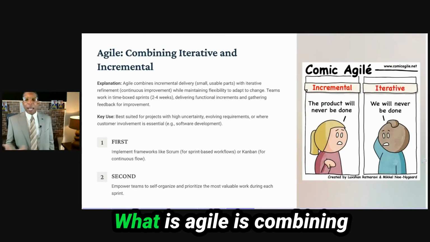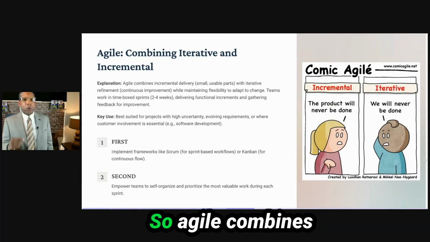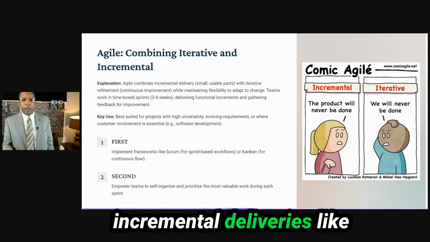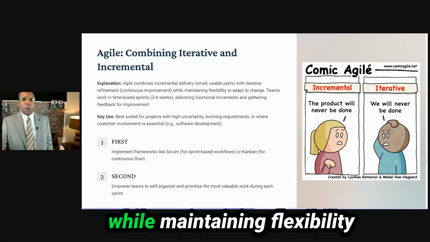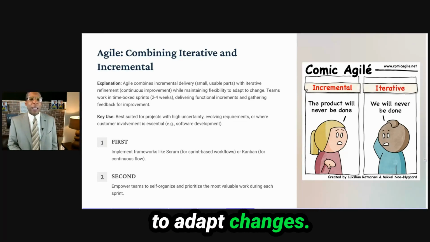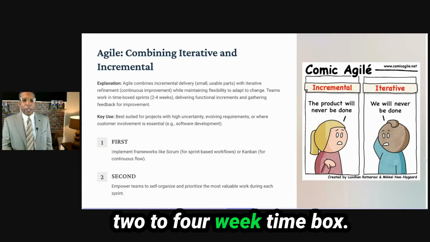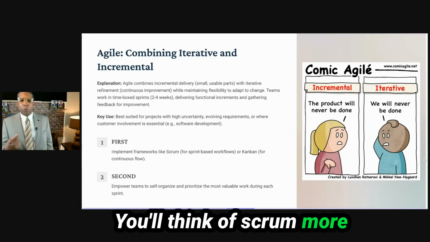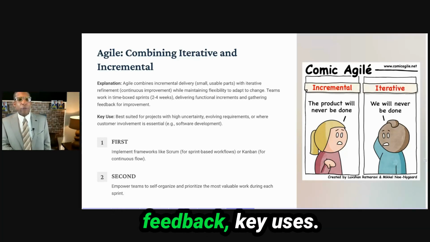All right, Agile. What is Agile? It's combining iterative and incremental. Agile combines incremental deliveries, like small and usable parts, with iterative refinement and continuous improvement, while maintaining flexibility to adapt to changes. Now, teams work in time boxes. When you think of a 2 to 4 week time box, you'll think of Scrum, more of a sprint-based flow, delivering functionality increments and gathering feedback.